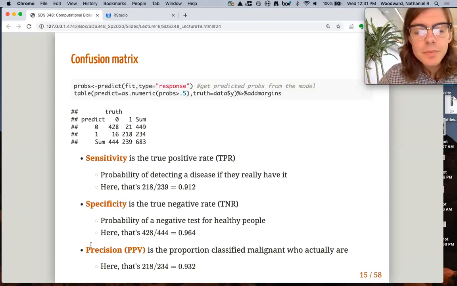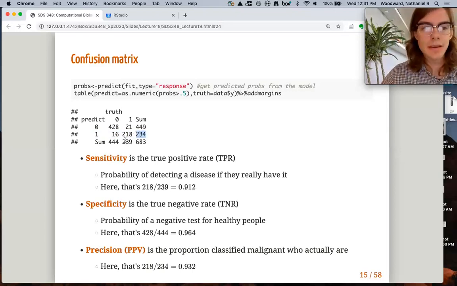Cool. And then the precision. Precision, we won't talk about quite as much, but it's another interesting way to think about how you're classifying. Out of everybody who you classified as positive, out of everybody who you said was malignant, what proportion of those were actually malignant? So we predicted 234 were malignant, and 218 of those 234 were actually positive. So that gives you the precision. We won't think about precision that much, but it's something to look out for. You don't want it to be very low.